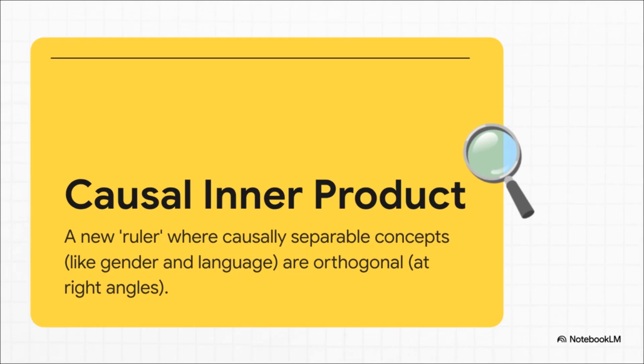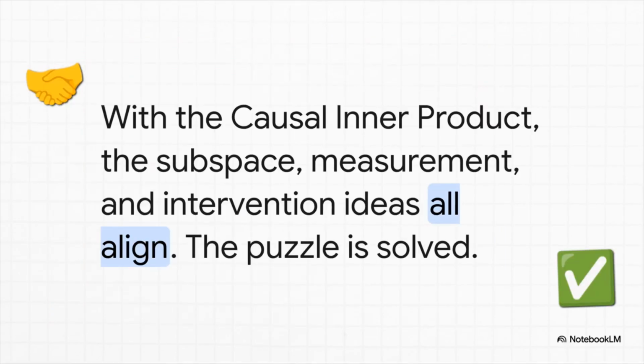It's designed with one simple but really powerful rule. If two concepts are causally separable, meaning you can change one without messing up the other, like changing gender without changing the language from English to French, then their vectors must be orthogonal. They have to meet at a perfect right angle. And with this new causality-aware ruler, everything just clicks into place. The puzzle vanishes. The subspace direction, the measurement probe, and the intervention vector for any given concept, they all snap into perfect alignment. They become one and the same. This was a massive step forward, unifying a whole messy set of ideas into one single, elegant theory.